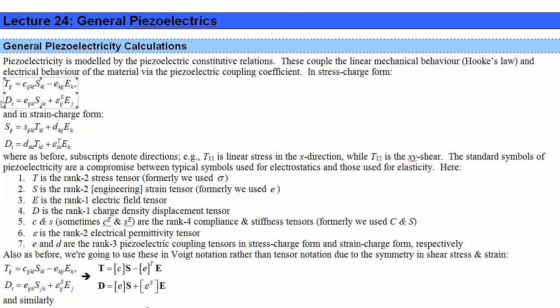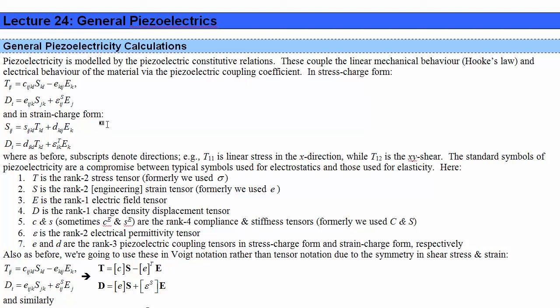The second equation tells you the charge displacement vector in terms of the electric field and also either the strain or the stress. The first type of equation is called the stress charge form because we've got the stress and charge displacement evaluated in terms of the other things. And the second one is the strain charge form. We've got the strain and charge displacement evaluated in terms of the other things. Notice that we're using different coefficients here.